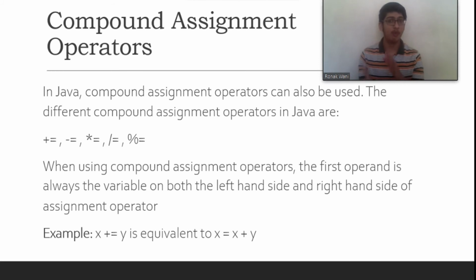But always remember, when using compound assignment operators, the first operand is always the variable on both the left hand side and the right hand side of the assignment operator. Let me explain what I mean by this statement since it is very important. For example, x plus equal to y is equivalent to x equals x plus y. Here you can observe that the variable x, or you can say the operand x, is on both the left hand side and the right hand side of the assignment operator, that is the equal sign.